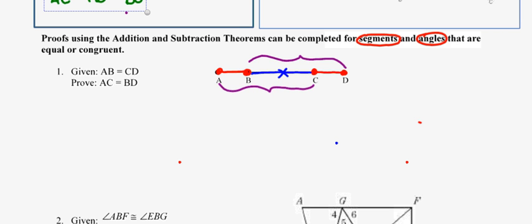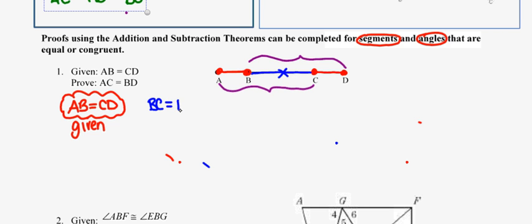Now the red ones I was given in the given information. So segment AB is equal to segment CD. We know that's a true statement because it's given to us to be a true statement. But in order to use the segment addition theorem, we have to have some segments to add. Looking at the diagram, I can see that the segment I need to add to each of those red pieces is the blue one from B to C. So I'm going to use the reflexive property to introduce BC into my proof.